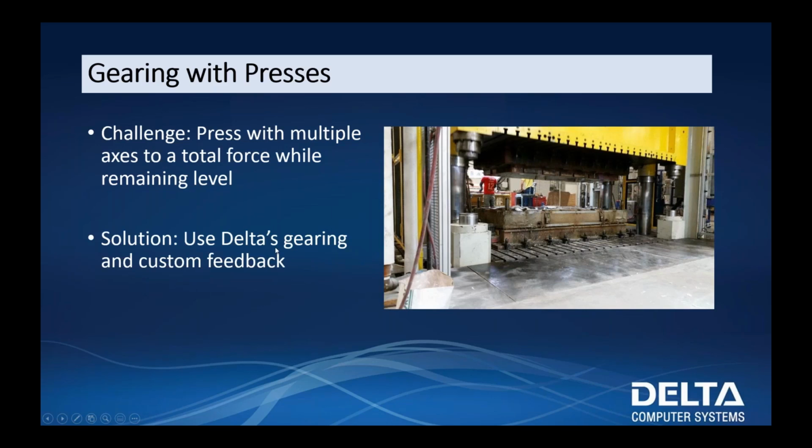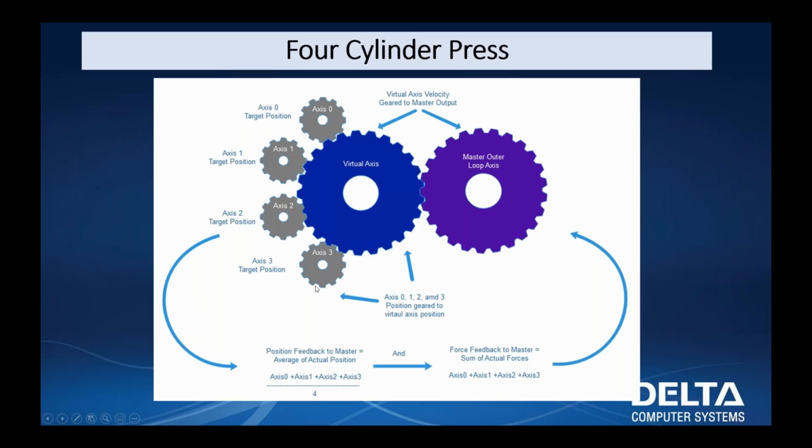So our solution is using Delta's gearing and custom feedback. Let me show you what this looks like. Okay, again, this is a complex diagram. I'm going to go over it quickly. If you have more questions at the end, feel free to ask. But what we've got here is a 4-cylinder press. Each of these 4 gearing icons are going to be my physical axes. Okay, these are set up with both position and force feedback.